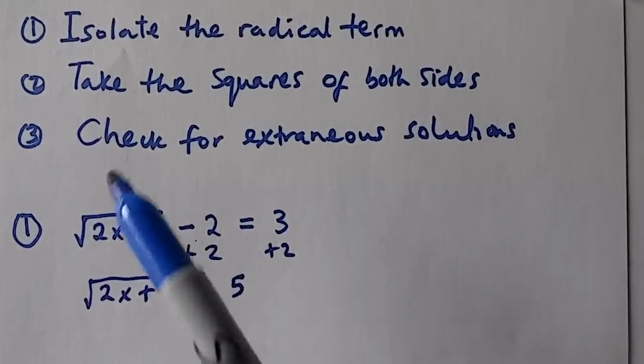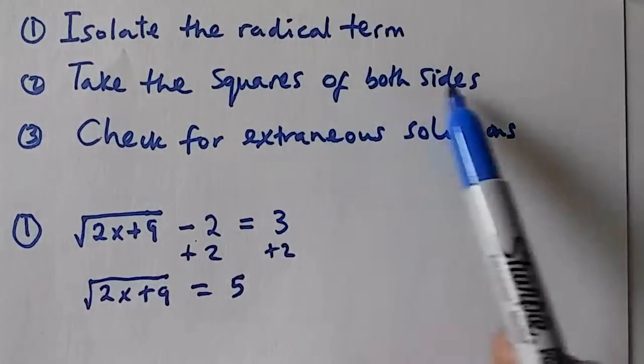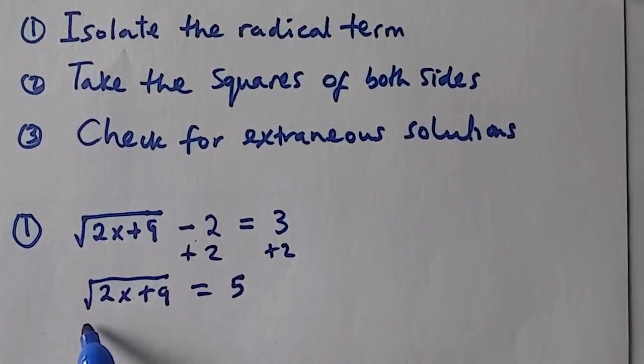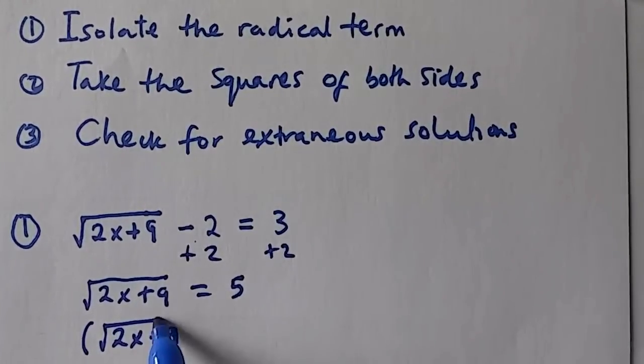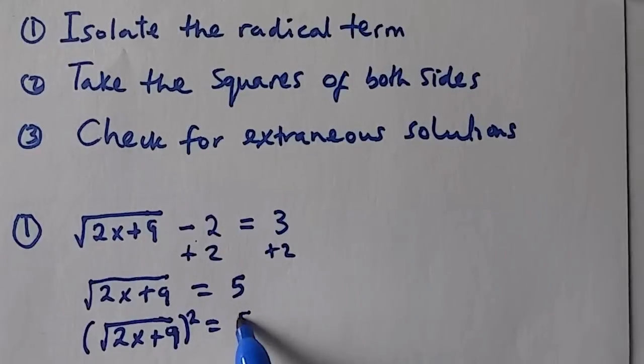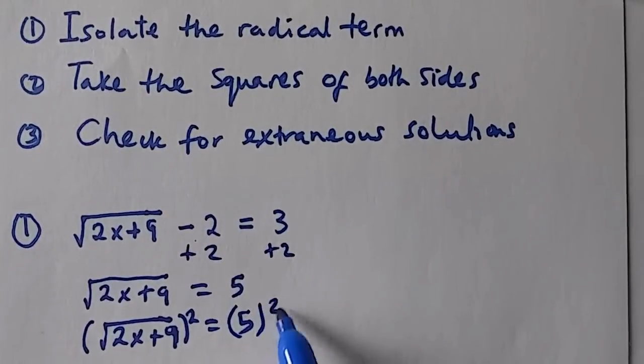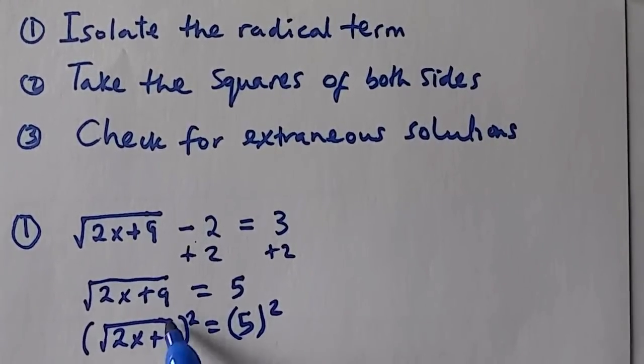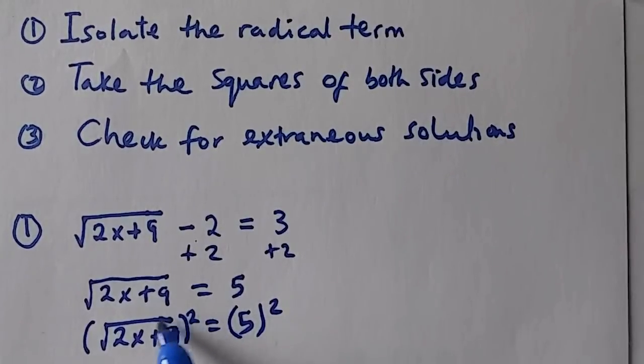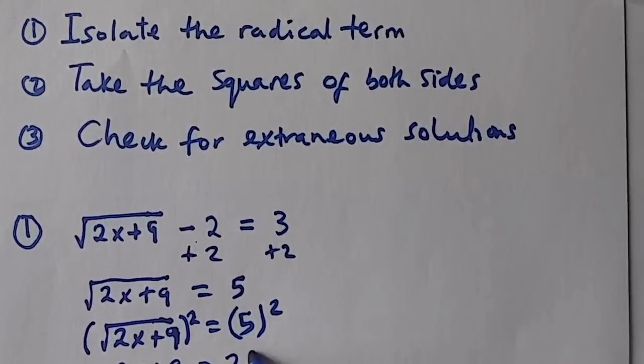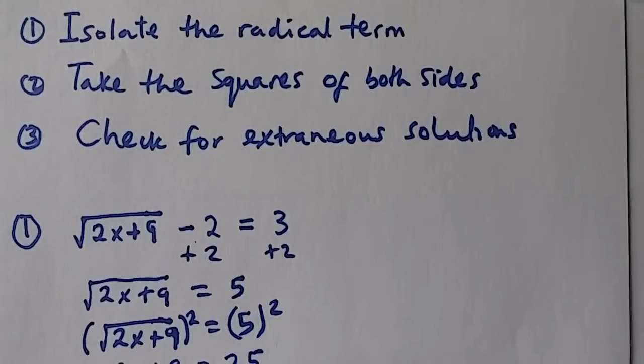Now we're going to go to step 2. We're going to take the square of both sides. It's better to use parentheses when squaring. Now, square and square root are inverse operations, so they cancel each other out, leaving us with the radicand by itself. So 2x plus 9 will be left, and that equals 25, because 5 times 5 is 25.